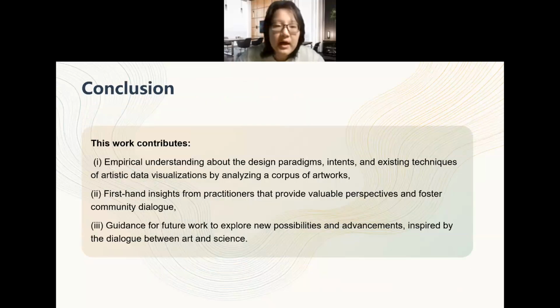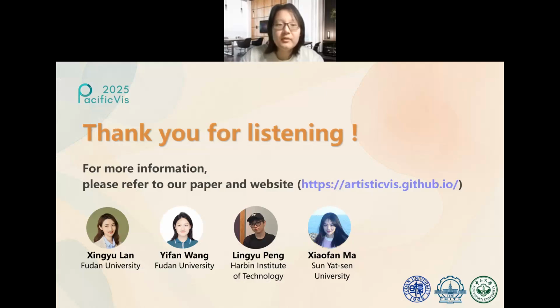So to conclude, the work contributes three things. The first, empirical understanding about the design paradigms, intents, and existing techniques of artistic data visualization by analyzing a corpus of artworks. Second, first-hand insights from practitioners that provide valuable perspective and foster community dialogue. Third, guidance for future work to explore new possibilities and advancements inspired by the dialogue between art and science. So that's all. For more detailed information, please refer to our paper and website.